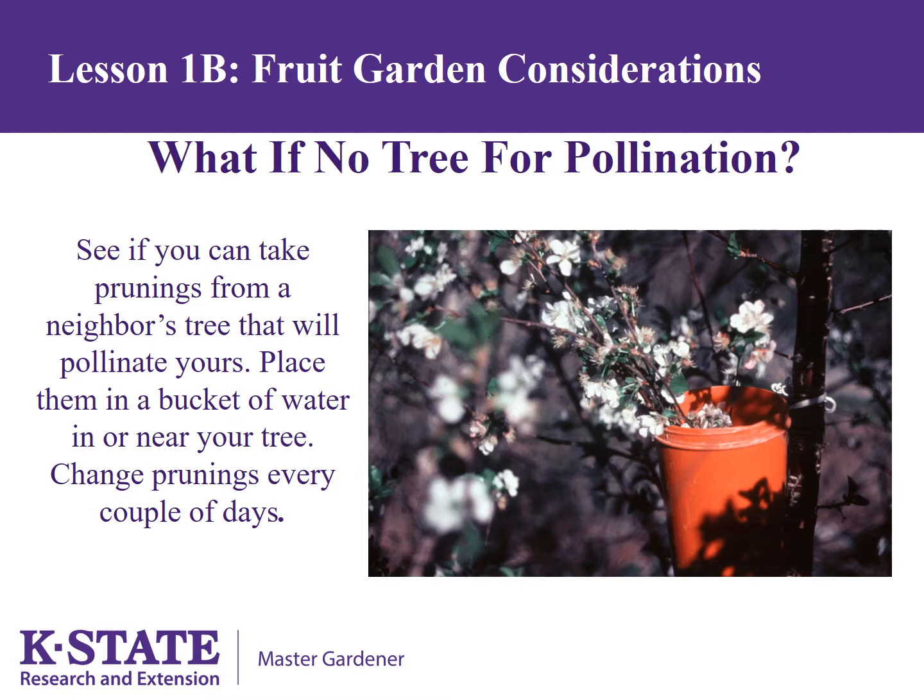What if you don't have a tree for pollination? There are several ways to deal with this. The first, of course, is to plant a second tree of a different cultivar. However, it will be a number of years before this tree is old enough to bloom. In the meantime, see if you can take prunings from a neighbor's tree to pollinate yours. Place the prunings in a bucket under your tree and change the prunings and the water in the bucket every couple of days. Alternatively, you could graft a second tree of a different variety on yours.